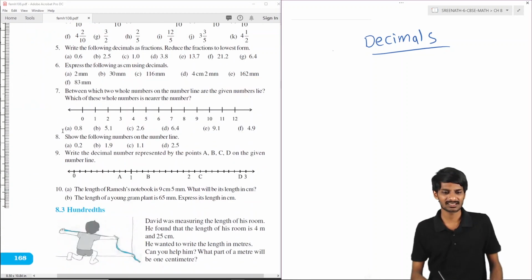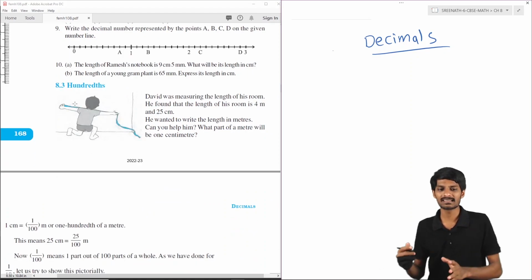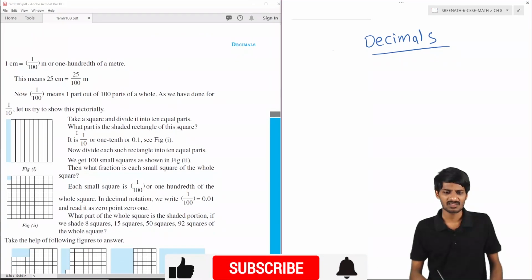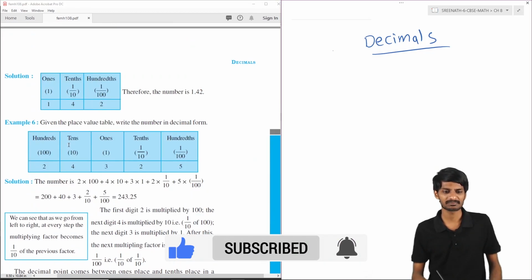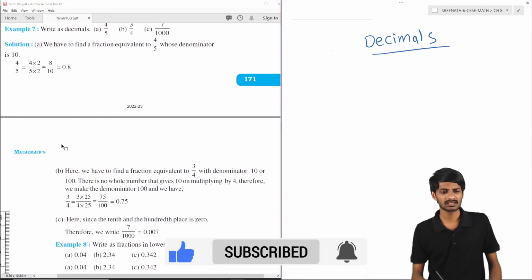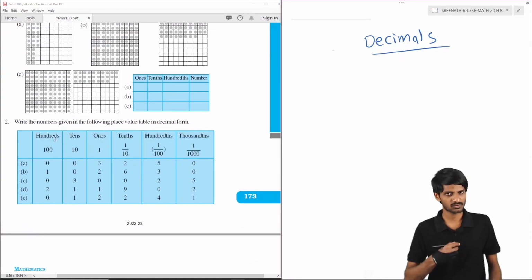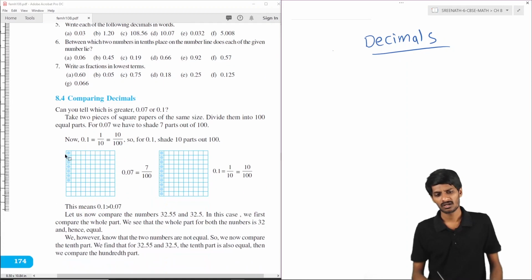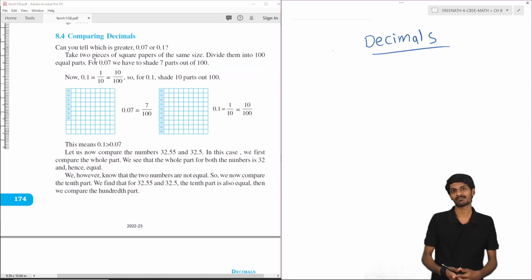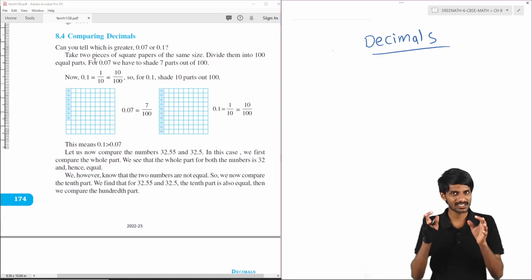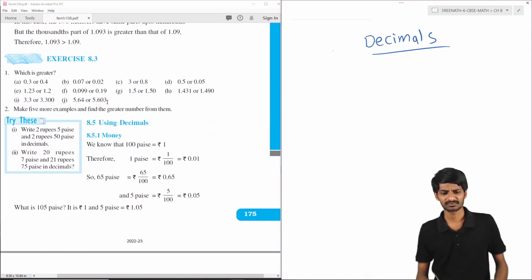Next thing is hundredths. Previously we discussed tenths, now it is the hundredths term. After discussing it, we are going to solve some problems, and there are some example problems we are going to solve now. After that, exercise problems, and next thing is comparing decimals. How to compare two decimals, which decimal is greater or which decimal is smaller. You will come to know about this also, students.